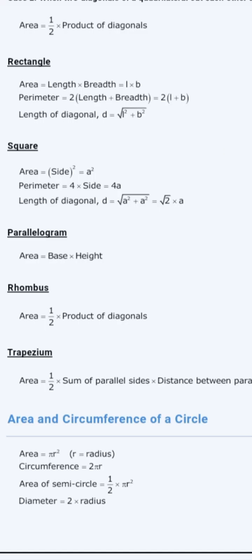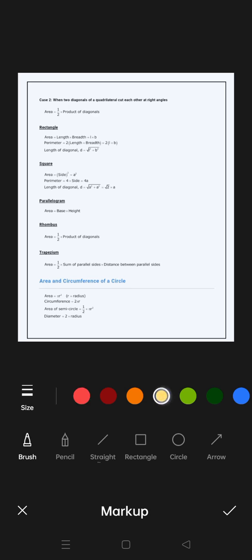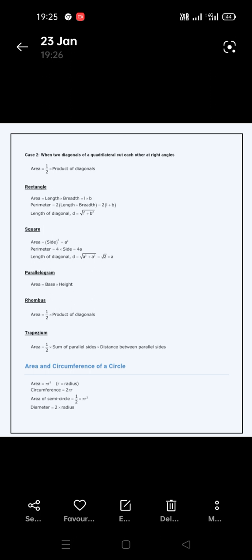Next is area of semicircle. What do you know by semicircle? Semicircle means the circle which is like this. Semi, okay, this is known as semicircle. Semi means half circle, like a half moon. So the area of semicircle is 1 upon 2 multiply pi r square. Since the circle is half, we have to apply 1 upon 2. And the last is, what is the diameter of the circle? That is 2 multiply radius.